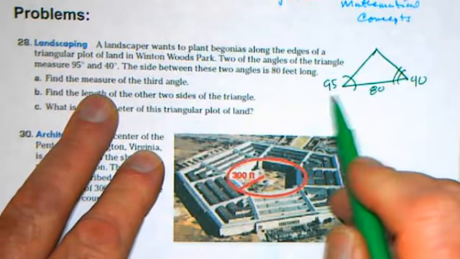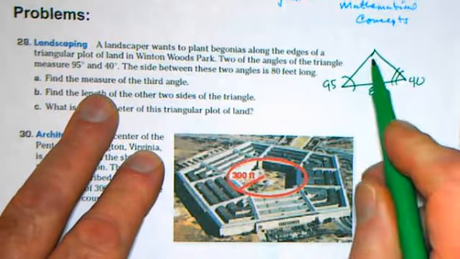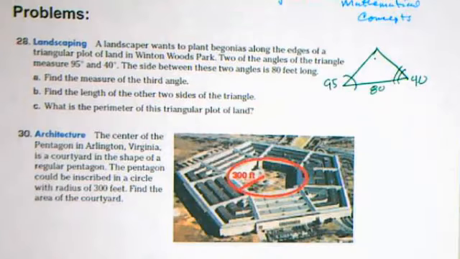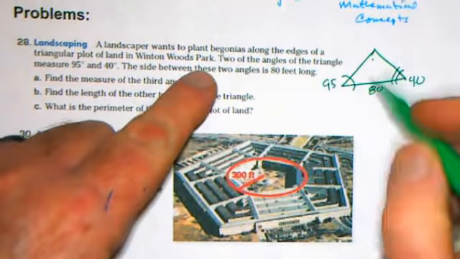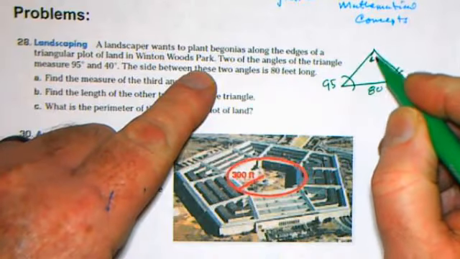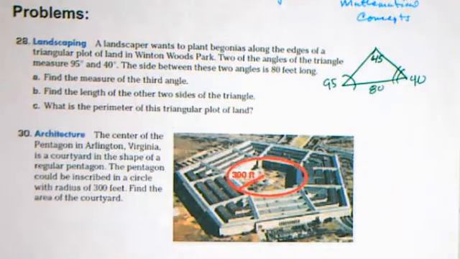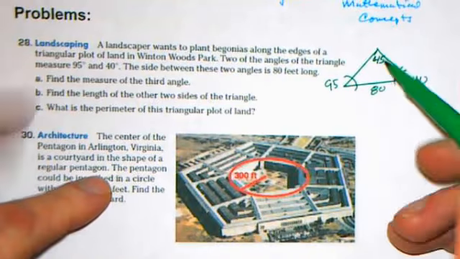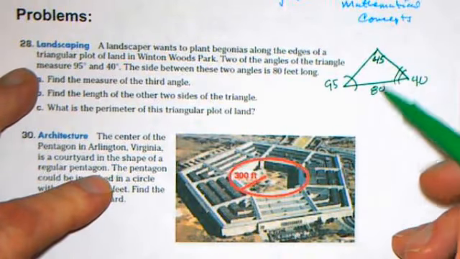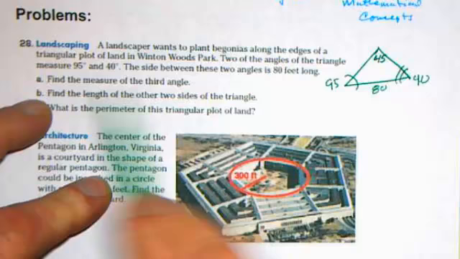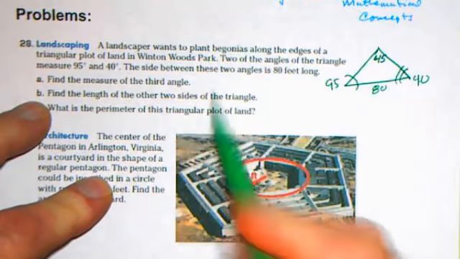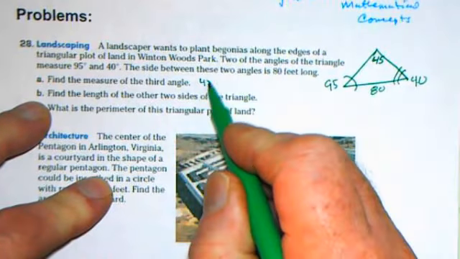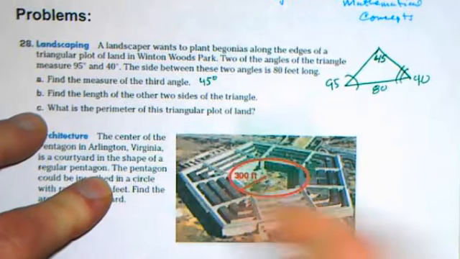Now if these two angles are 95 and 40, by triangle sums I can easily figure out the other angle. They add up to 135 degrees, so 135 from 180 gives me 45. So that angle is 45 degrees. I have an angle with its opposite side. They want me to find the measure of the third angle, which we did, that was 45, and find the length of the other two sides.